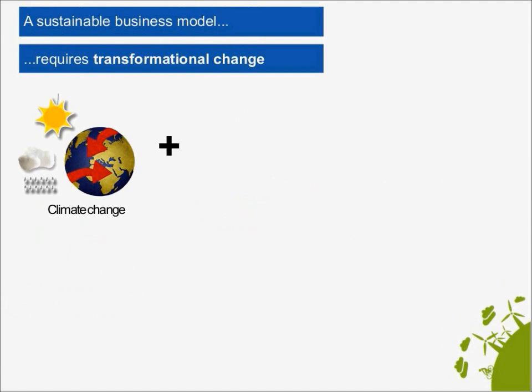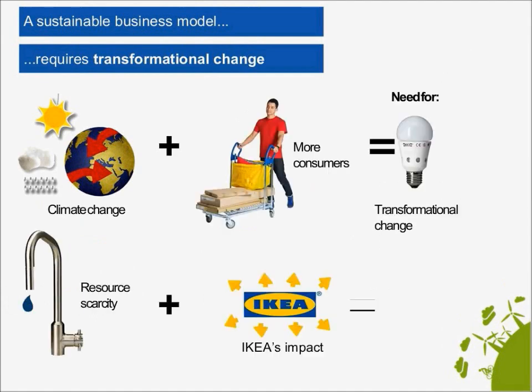And IKEA, as we've already talked about, in regard to the whole idea of a circular or sustainable business model, is accepting that climate change is a reality. We are getting more consumers, and we need, on the back of resource scarcity and our impact, to have some kind of transformational change to our business model and to make it sustainable.